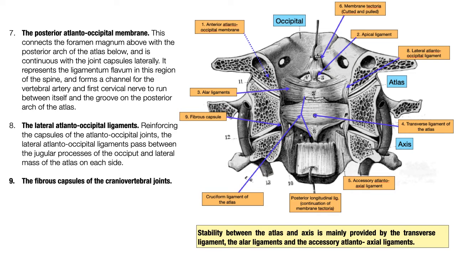Then we have the lateral atlanto-occipital ligaments that reinforce the capsules of the atlanto-occipital joints. These are like the first zygapophyseal joint. And finally, we have the fibrous capsules of every craniovertebral joint, because they are considered part of the holding structures of the joints.